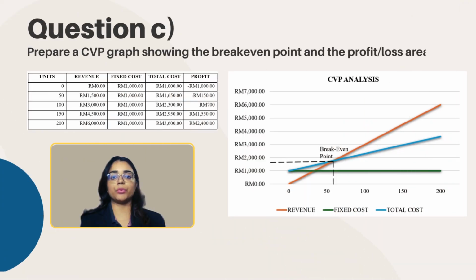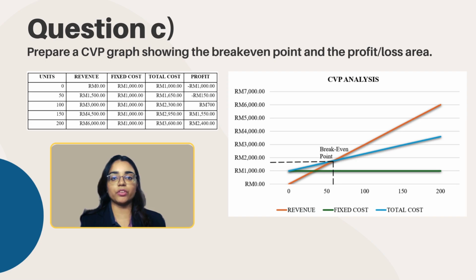Okay, so now we will move on to question C, which is to prepare a CVP graph showing the break-even point and the profit or loss area. So basically, the total cost line starts at RM1000, which is also known as the fixed cost, and it increases with each unit sold due to variable costs. The revenue line starts at 0 and increases linearly with units sold. The point where these two lines intersect represents the break-even point. The break-even point is at 59 units, where the revenue is equivalent to RM1770.